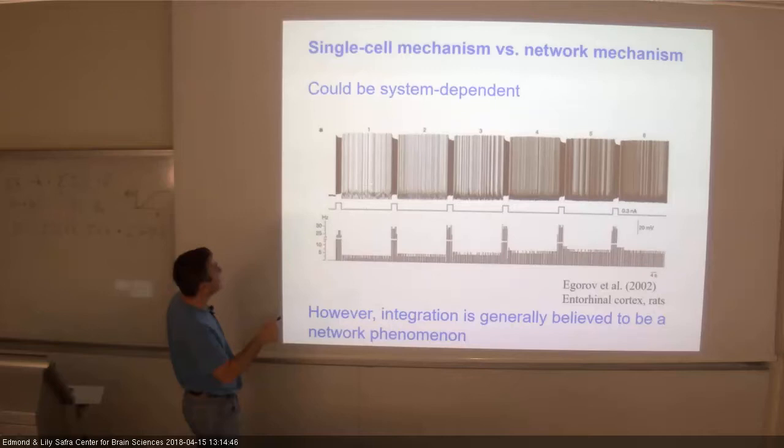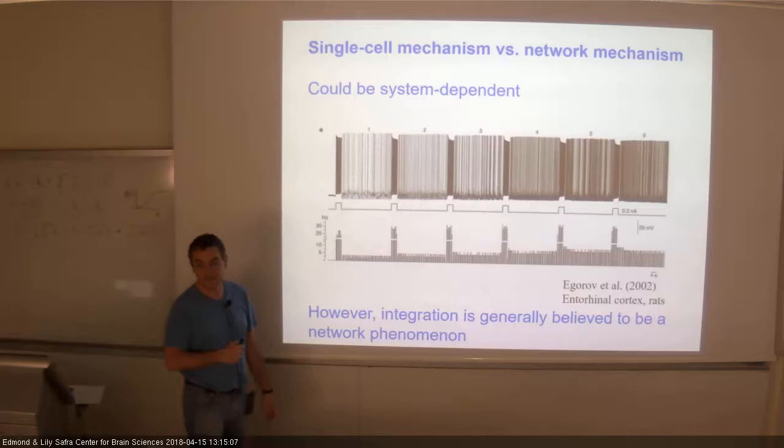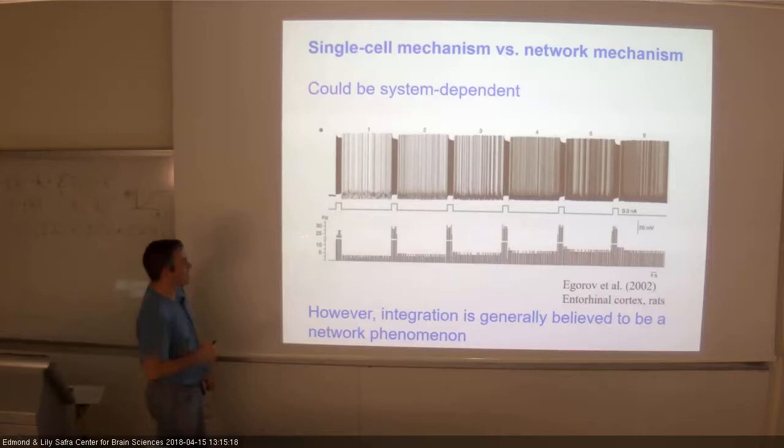Another burst, it fires at a higher rate. Another burst at an even higher rate. Another one, an even higher rate. And so on. And this is just the firing rate as a function of time. You can think about this cell as a cell that integrates these bursts of input. So this is a kind of an integrator. And this is in a slice when synapses are blocked. So this is a property of a single neuron.